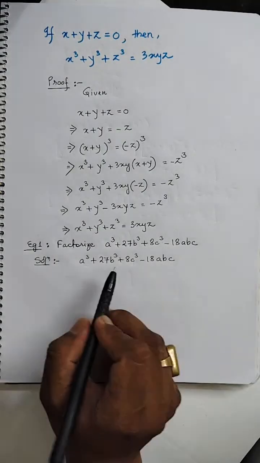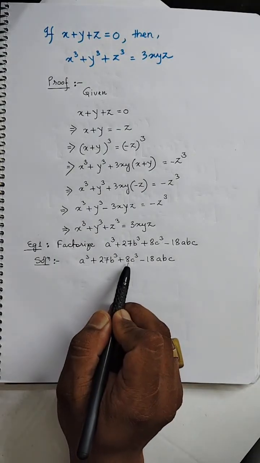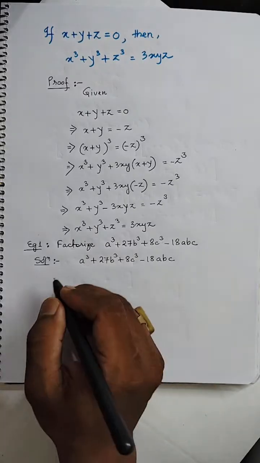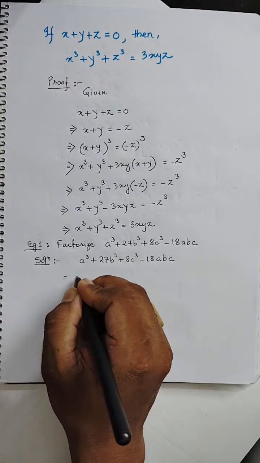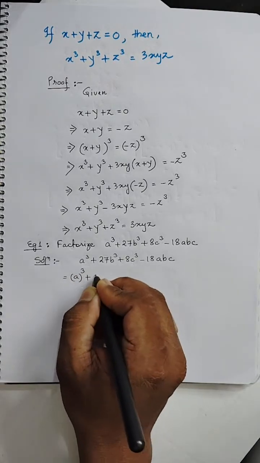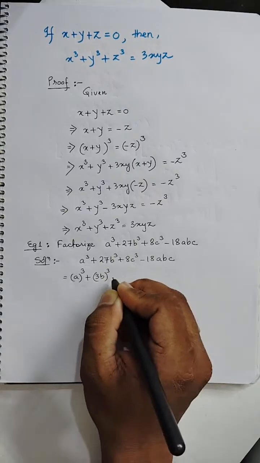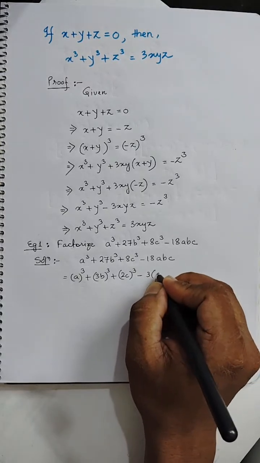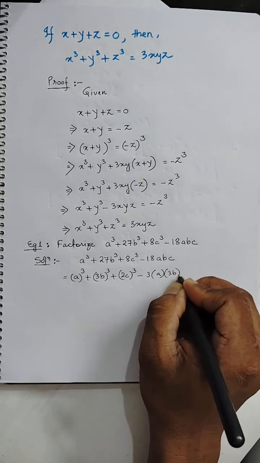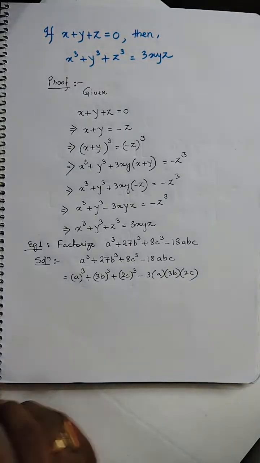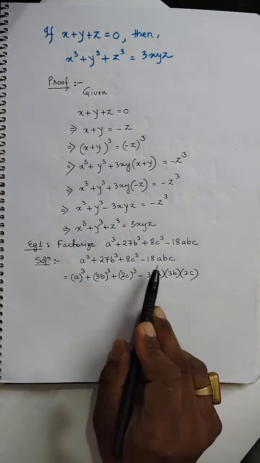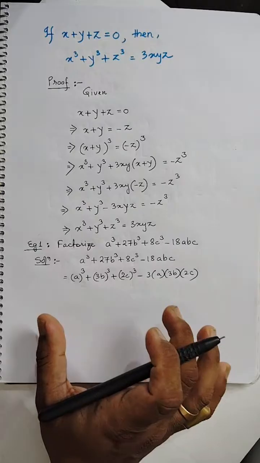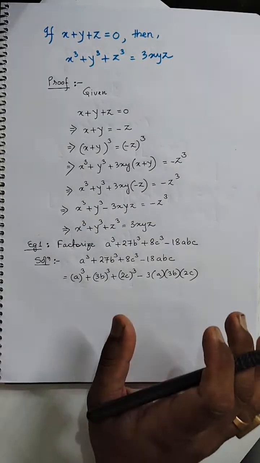Okay. Now see, 27 is a cube of 3, 8 is a cube of 2, and a cube can be written as a whole cube, right? So let's rewrite this. A whole cube plus 3b whole cube plus 2c whole cube minus 3 into a into 3b into 2c. You can just cross check. 3 into 3 is 9, 9 into 2 is 18, a into b into c is abc. Okay. Now after writing the expression in this form, we are going to factorize it.